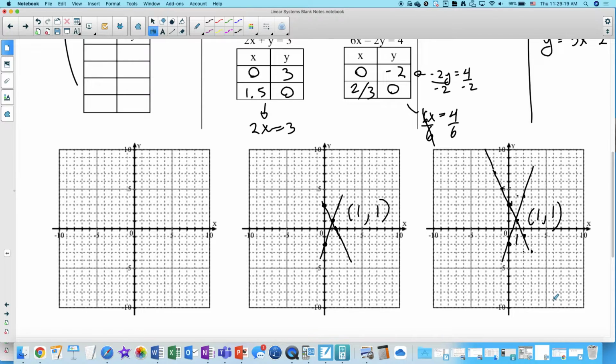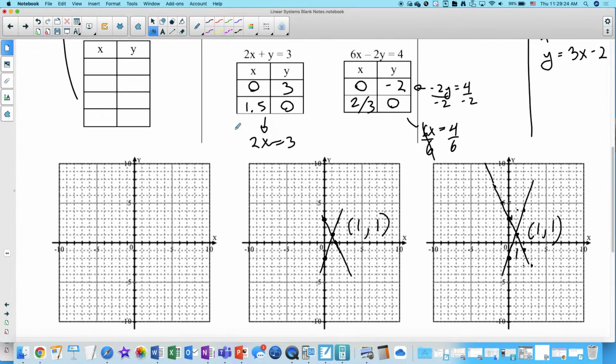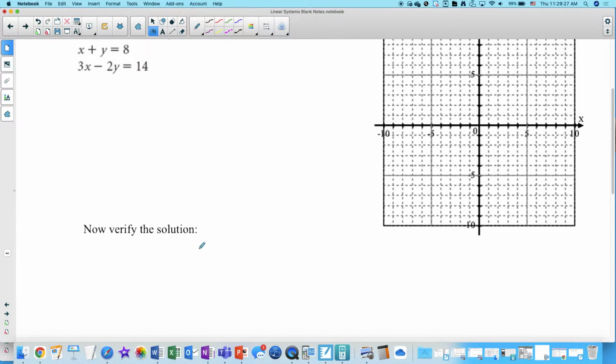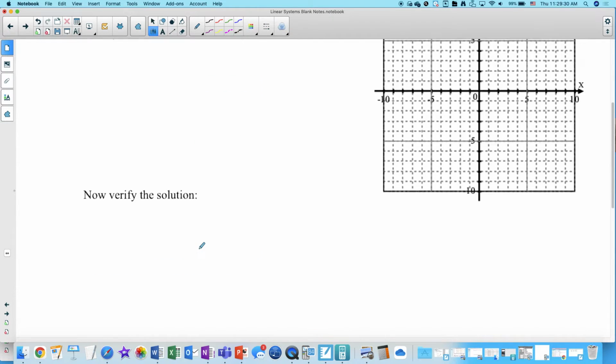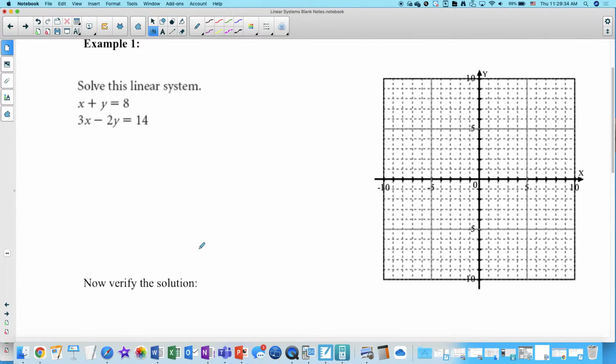All right, so I'm going to go to the next page, and there are 2 examples on this page. I want you to try at least one of them and verify it. If you have time, you can try them both.